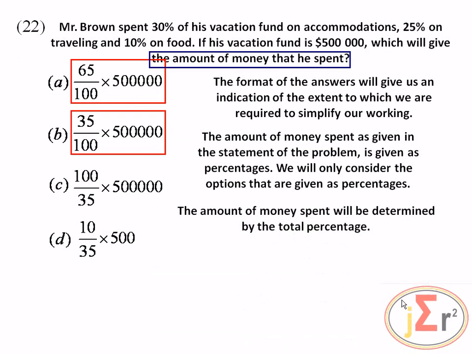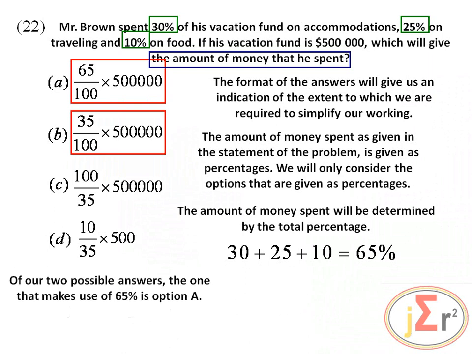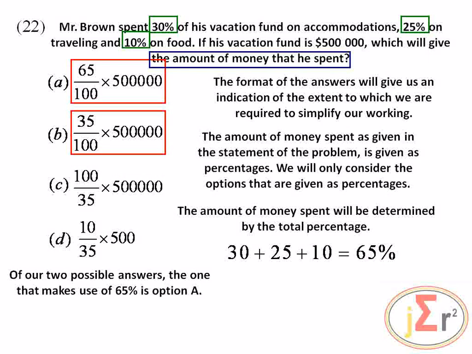The amount of money spent will be determined by the total percentage. We are highlighting the percentages in the statement of the problem, and the total amount spent, or the total percentage spent, will be the sum of those percentages. 30 plus 25 plus 10. And that is equal to 65%. Of our two possible answers, the one that makes use of 65% is option A. Our correct answer is therefore option A.